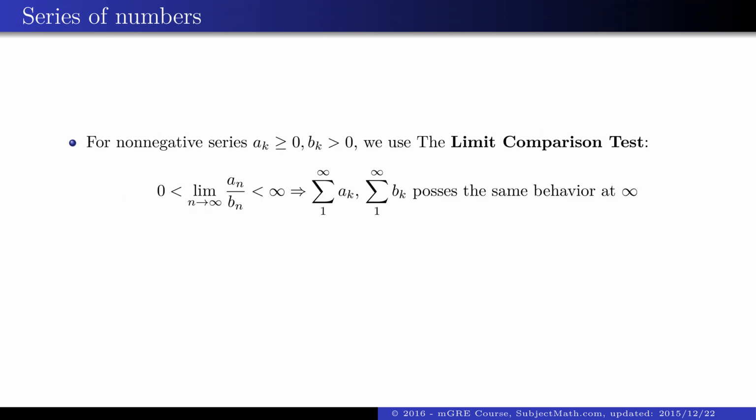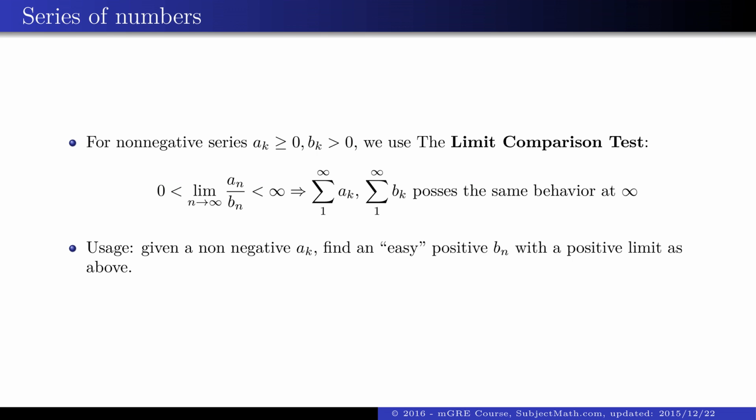An additional useful tool is the limit comparison test. If the limit on the left exists and is positive, then the series A and B converge or diverge together. The best practice here is to find an easy B series for which the limit above exists and is positive. Then we can test the convergence of B instead of A's.